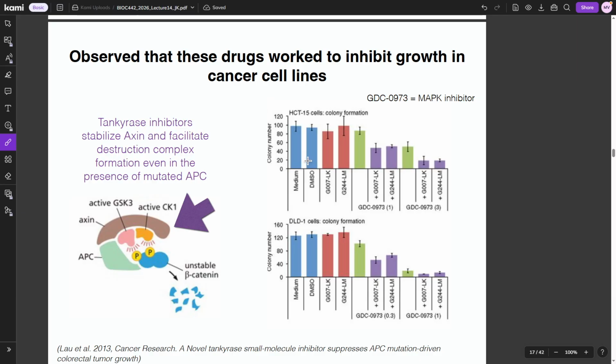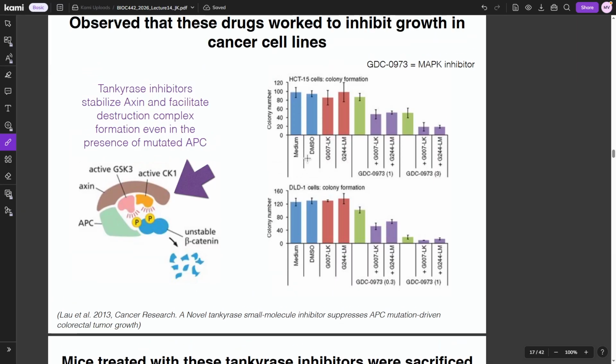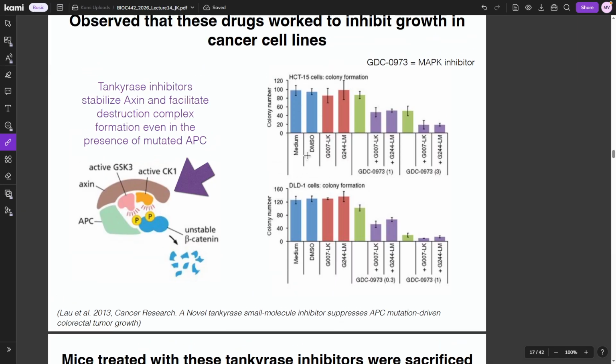This is just a way of saying that this drug worked to inhibit growth in other cancer cell lines as well, not just in the colorectal cancer cell lines.